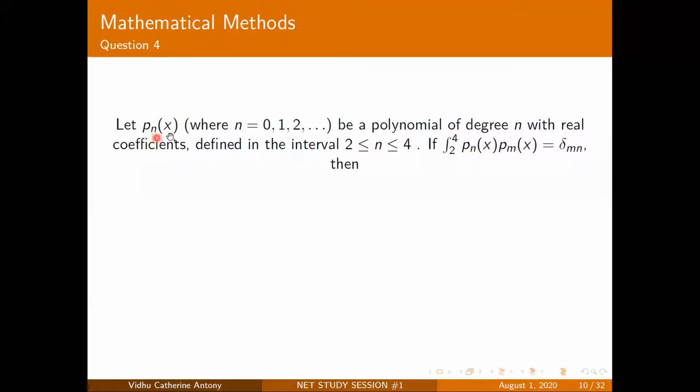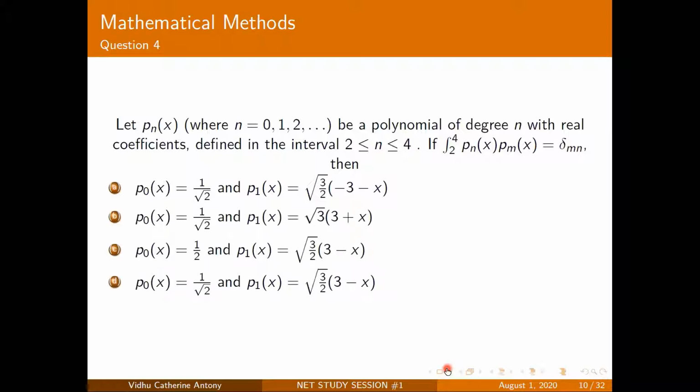Okay, so let P_n of x, where n is equal to 0, 1, 2, 3, be a polynomial of degree n with real coefficients defined in the interval 2 less than or equal to x less than or equal to 4. If the integral from 2 to 4 of P_n of x times P_m of x is equal to the Kronecker delta, delta mn, then what is P0 of x and P1 of x? So they've given you P0 of x and P1 of x.